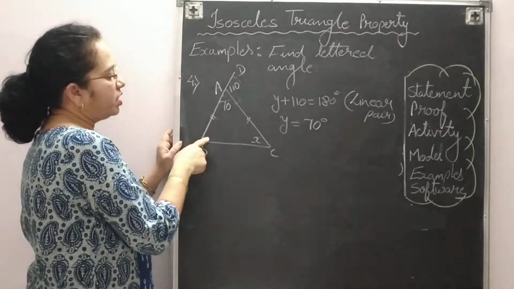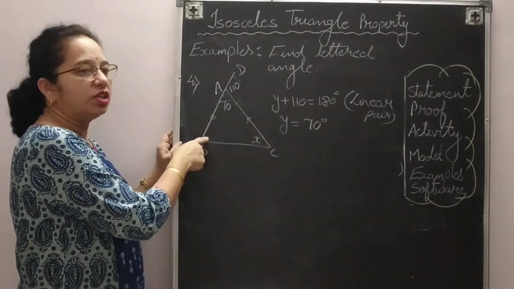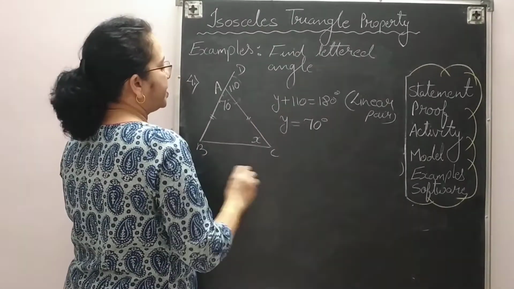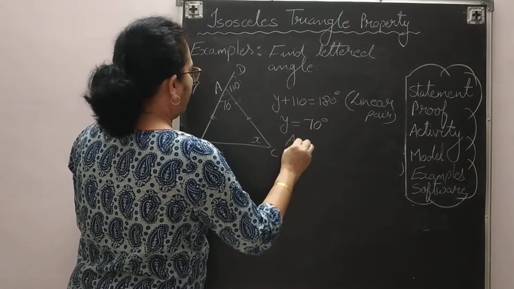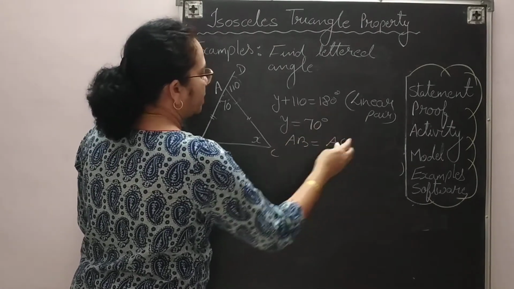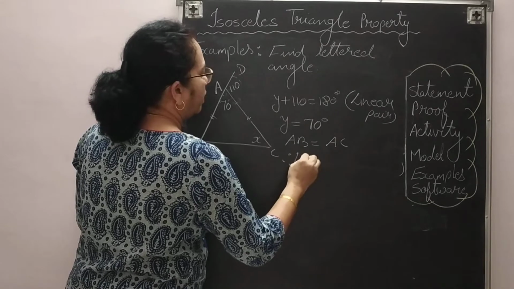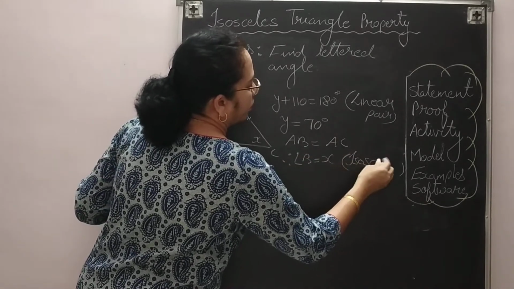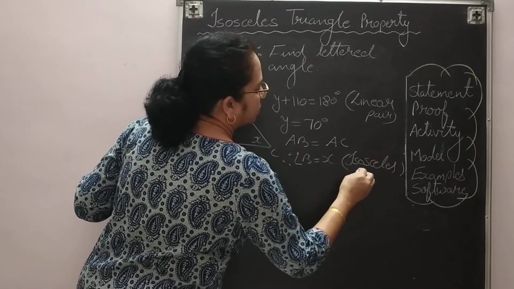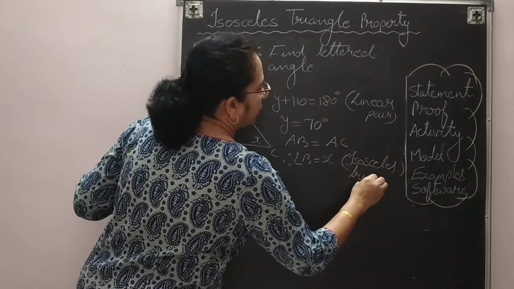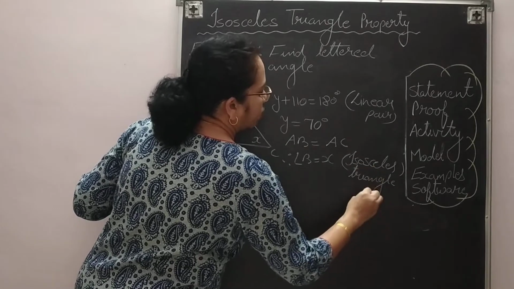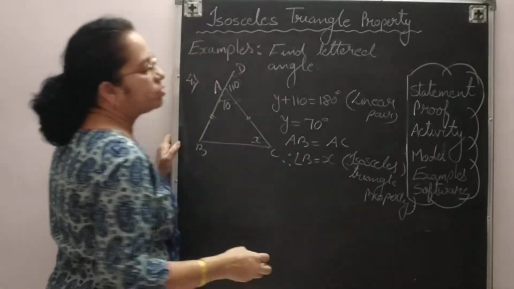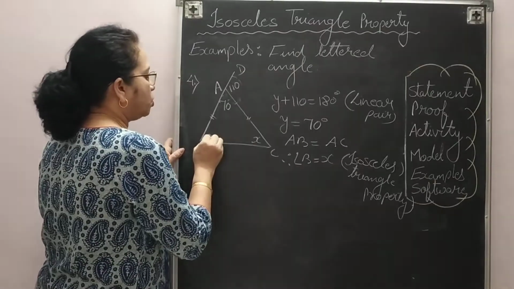This measurement is given, this measurement is not given. Can we find out this measurement? Because these two sides are equal, so we can say that AB is equal to AC. Therefore, angle B is equal to X. What is the reason? Isosceles triangle property. If you want, you can write down the whole statement. Otherwise, simply you can write down isosceles triangle property. So now this is also X.